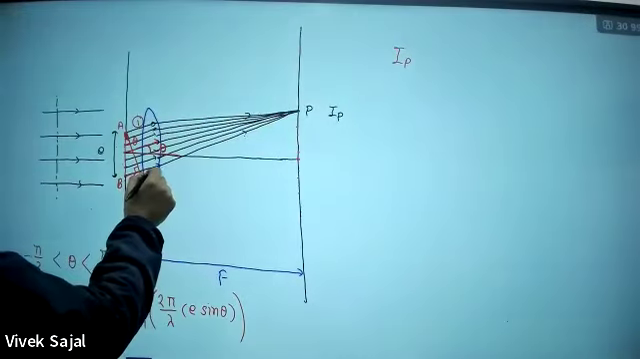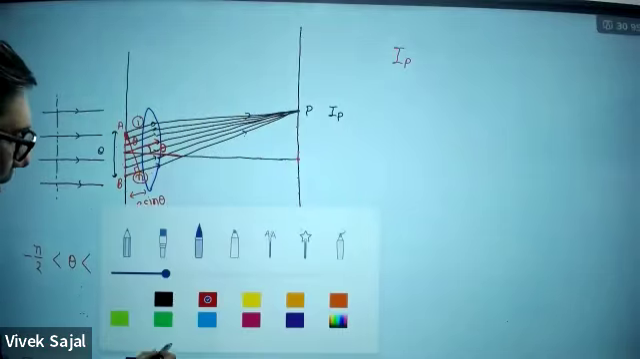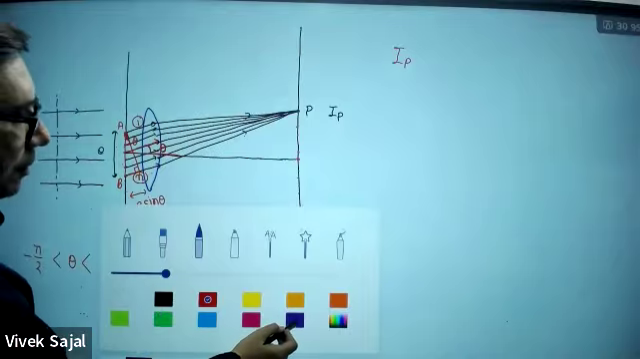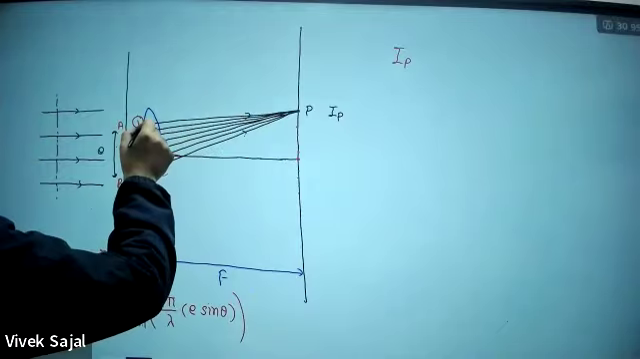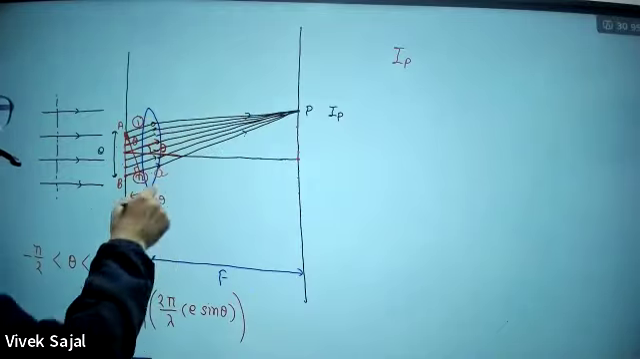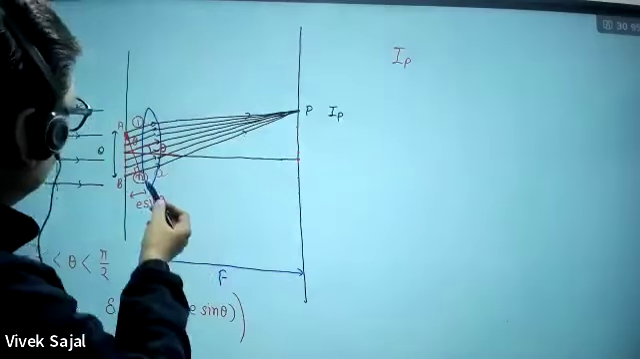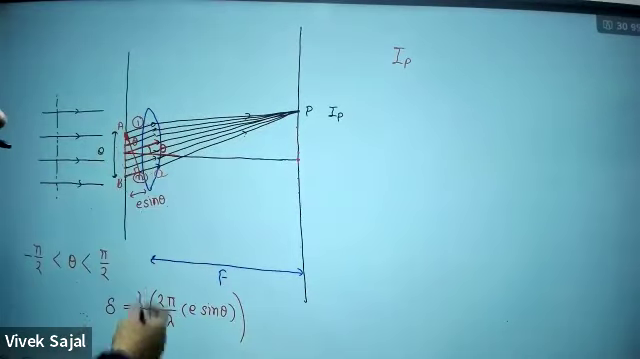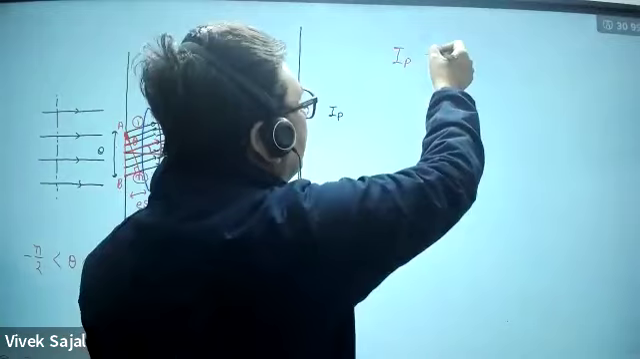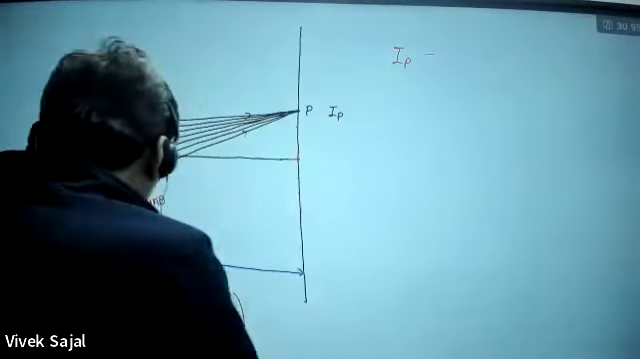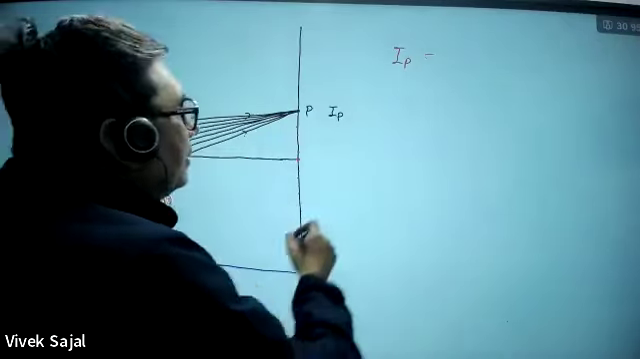Assume the amplitude of each of the waves is A. I'm assuming these n are identical point sources, so the amplitude of each wave is A. So what will be the expression of IP? Can anyone tell me?